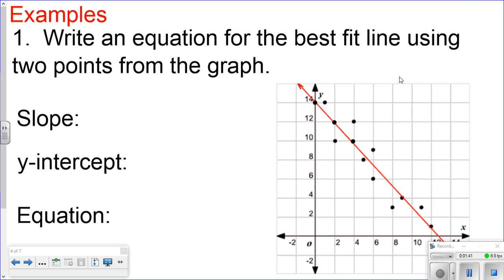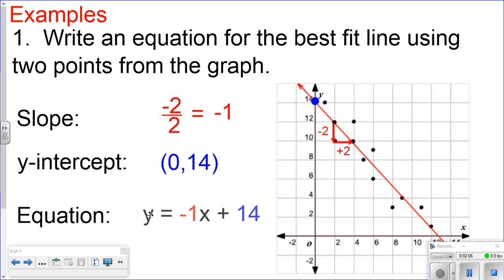So let's do some examples. Write an equation for the best fit line using 2 points from the graph. So the first thing we're going to do is find our slope. So we can just choose 2 points. We want to use the ones that are on the graph, so we'll count down 2 and right 2. So our slope is -1. Our intercept is right here, where the line crosses the y-axis, so it's 14. So our equation is y equals -1x plus 14.